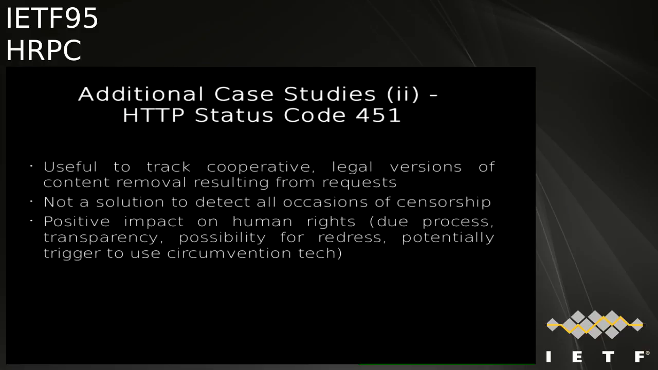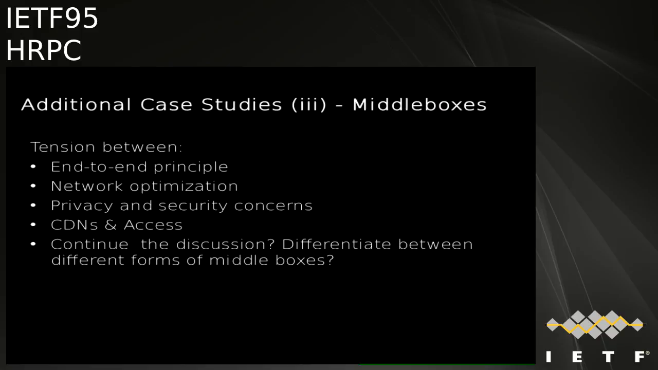Middle boxes. So middle boxes is a discussion that is still somewhat ongoing, or at least perhaps it should be on the list, because we've definitely identified a lot of tension. There's the tension between privacy and network optimization. There's also the question of what this does to the end-to-end principle. There are a lot of security concerns that haven't really been addressed properly. And then there's also the question of CDNs and access.